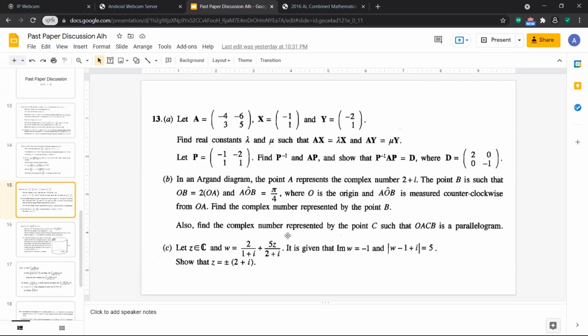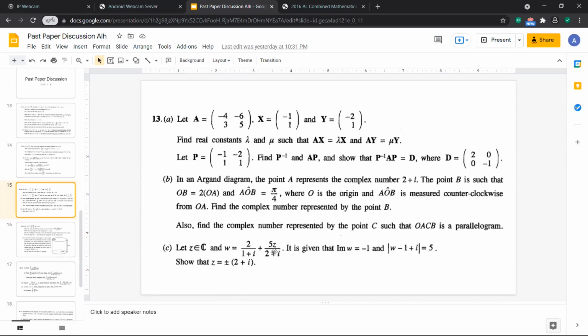It's also given that Im W is minus 1. Now what does Im W mean? There are two parts in a complex number: a real part and an imaginary part. The real part is the X part, the one without the i, and the imaginary part is the part with i. So it says the imaginary part of W is minus 1. That means the coefficient of i is minus 1. It's also given that the modulus of W minus 1 plus i is equal to 5. We need to find the value of Z.